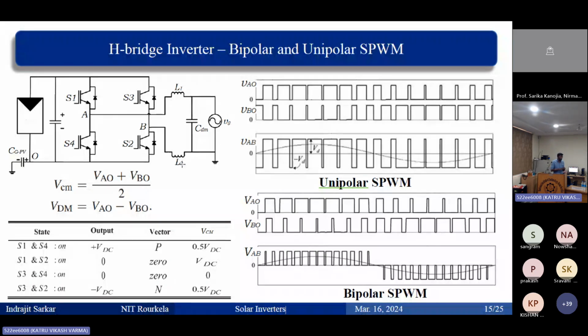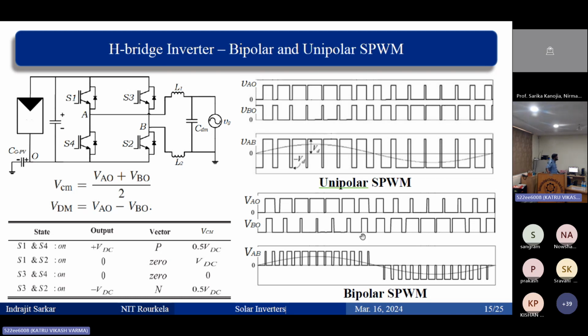One is L1 has to be equal to L2 to make the component of leakage current from differential mode voltage 0. And to make common mode voltage 0, you have to use bipolar PWM technique. If you use unipolar PWM technique, then it's a problem. Now, what is the concern that we have here?